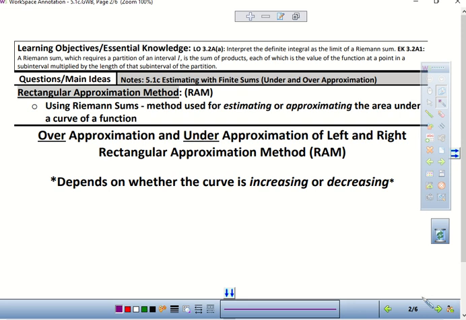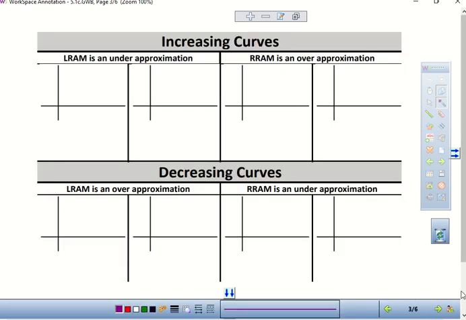So we have something called over approximation and under approximation, and that can happen with left and right rectangular approximation method. But we're going to be able to talk now about specifics of when one is an over, one is an under, and all that. And that all depends on whether the function is increasing or decreasing on that interval. So, anytime you're dealing with an increasing curve, LRAM will always be an under approximation, and RRAM will always be an over approximation. And I'm going to show you the reasoning behind why that's the case with some sketches.